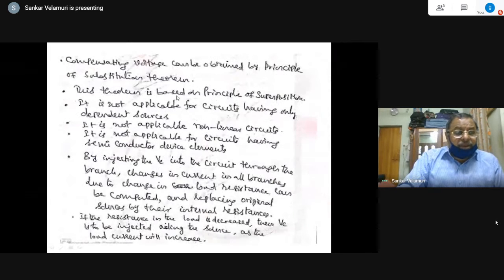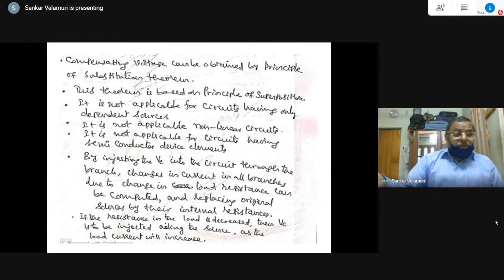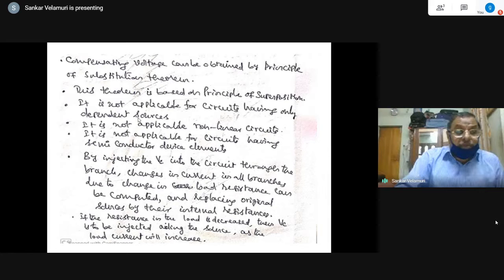Now, second case. These are the salient features I want to explain once again, so I want to work out a small problem of my own. To explain what I have explained, you can replace the voltage source with the compensating voltage and find the change in the current directly. That's the typical nature of this compensation theorem, based on the substitution theorem principle, which is linked with the open circuit voltage and Thevenin's equivalent impedance.